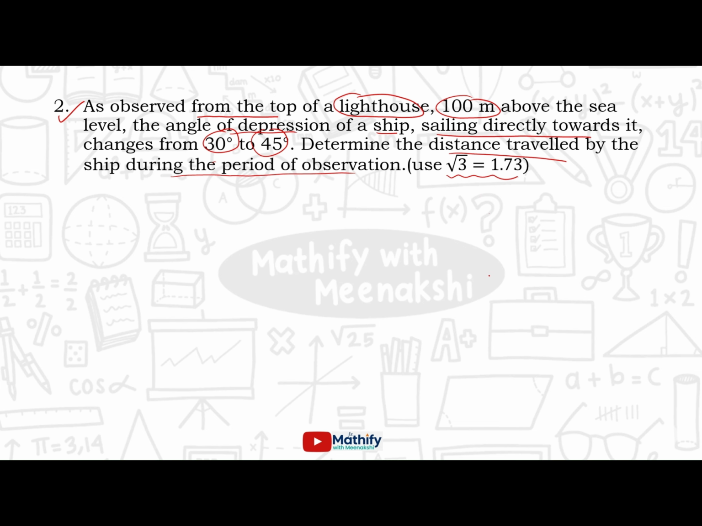Now let's draw the figure on the basis of the given information. It's given that above the sea level we have a lighthouse whose height is 100 meters. And from this top, we observe that the angle of the ship changes from 30 to 45. That means earlier it was 30 degrees, but when the ship changes its position, it becomes 45 degrees. So you have to find the distance traveled by the ship. That means this much, this we have to find. So let's write A, B, C, D.